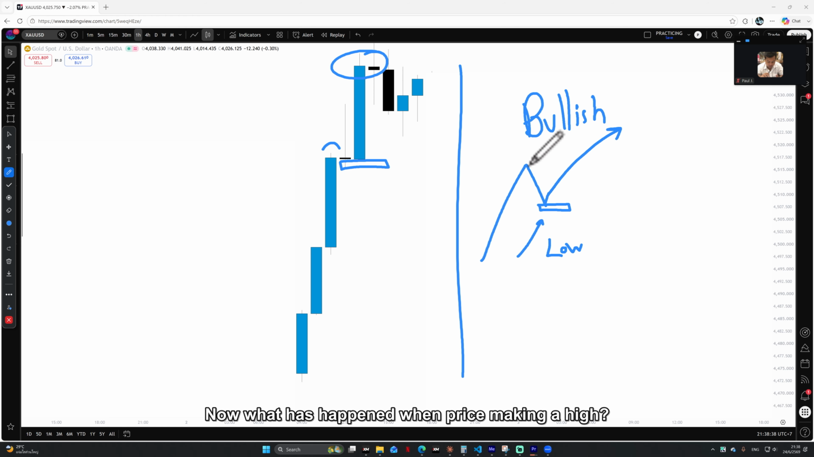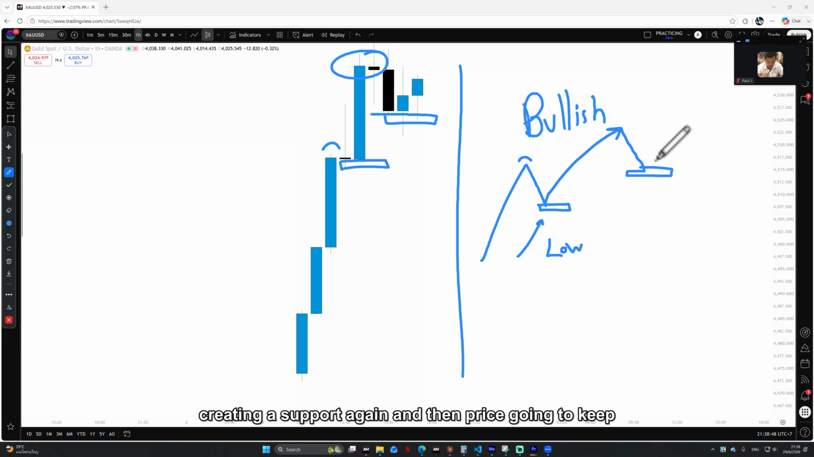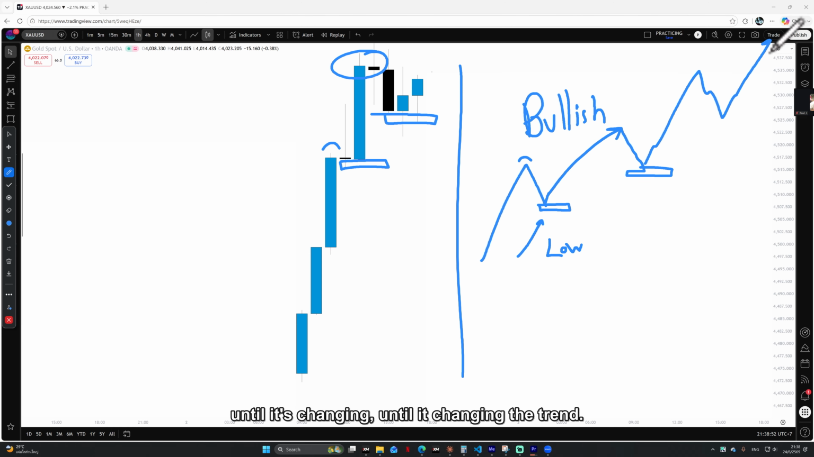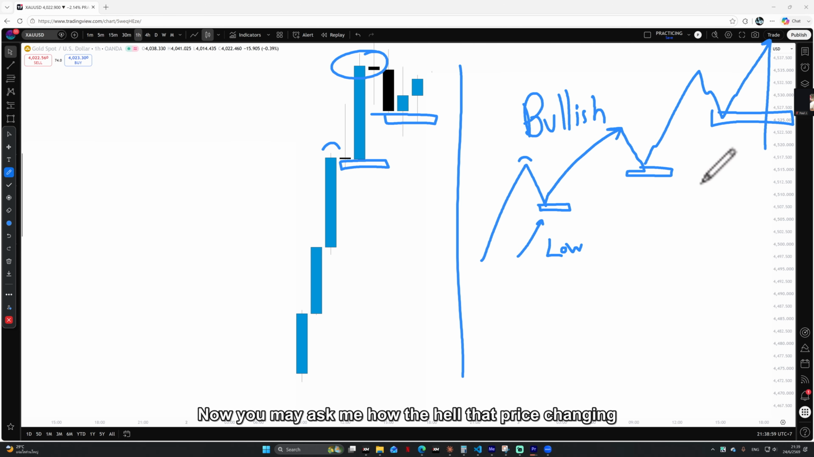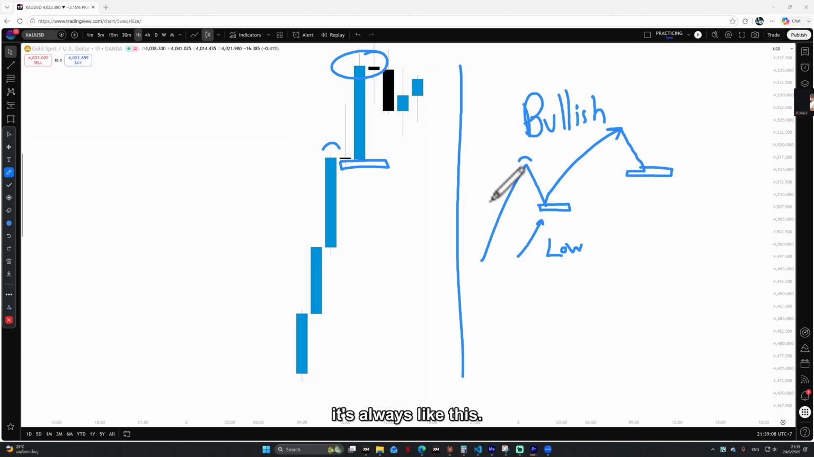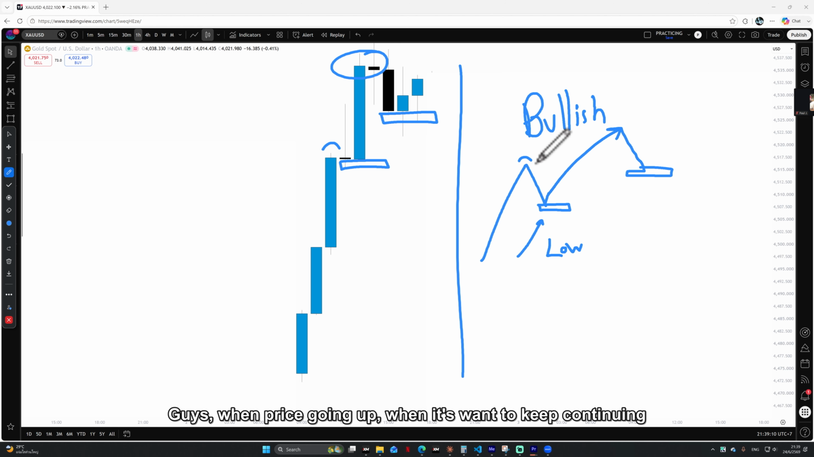Now what happens when price makes a high? Same thing happens. It's always gonna happen, right? Price cannot go up any further. It's gonna come back down, creating a support again. And then price is gonna keep doing this, doing this, doing this until it changes the trend. Now you may ask me, how the hell does price change the trend? Well, obviously, you go back here and you see that it's always like this, guys.